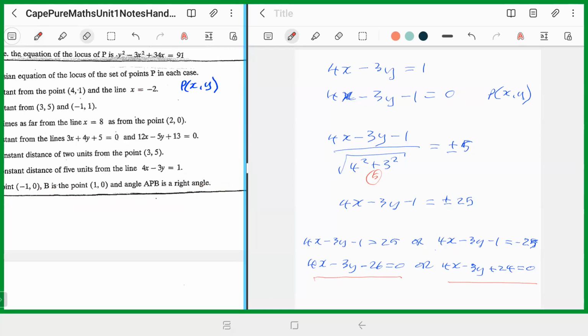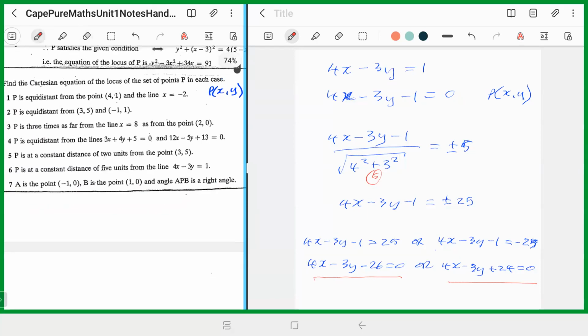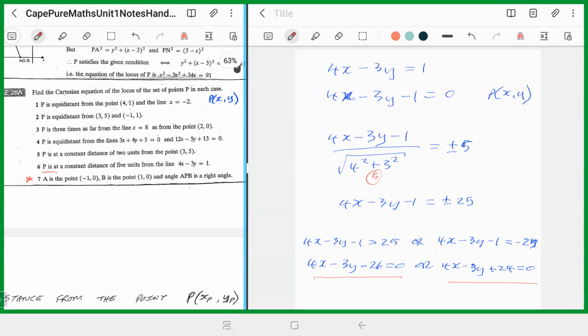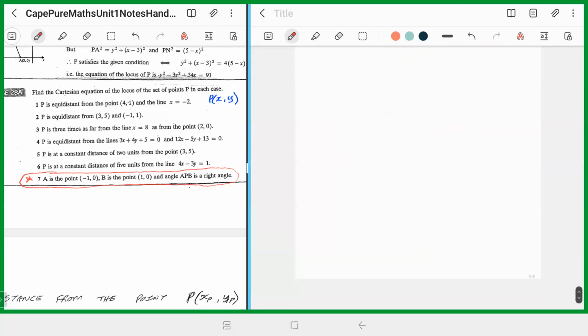Once you see right angle, you know you're going to use gradient. You're not going to use the product of gradient equal negative 1, you're going to use gradient perpendicular. So let's sketch it. Once you bring in angles, especially right angles, you're going to use gradient. So I'm going to sketch this one now.